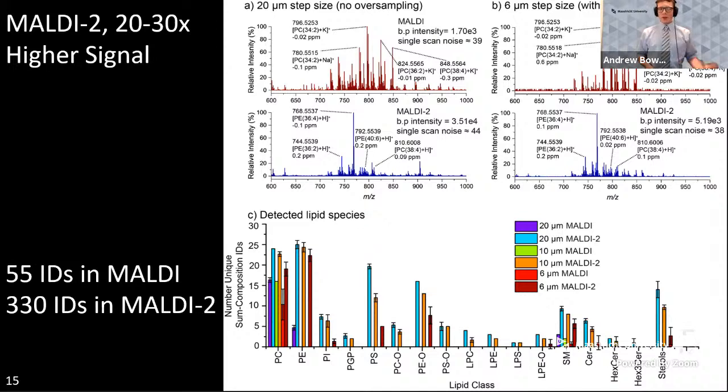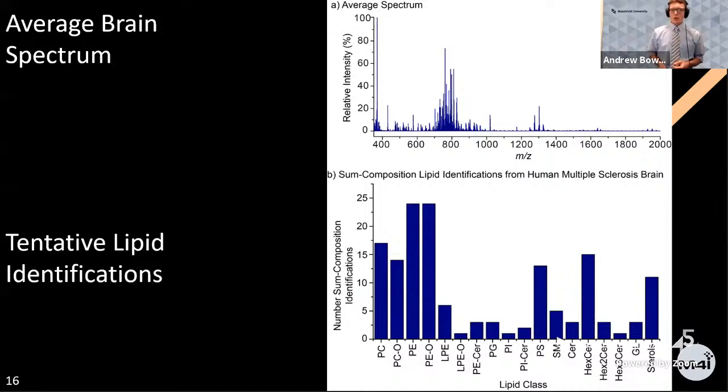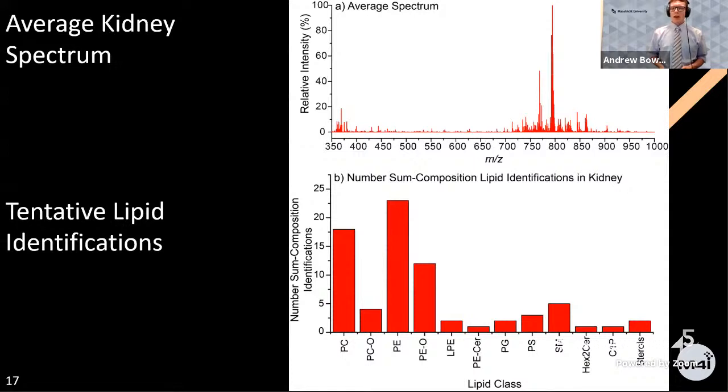So MALDI-2 gives you 20 to 30 times higher signal. 55 identifications are possible in normal MALDI, and 330 identifications in MALDI-2, including a number of lipid classes that you just do not see in normal MALDI. So for the average brain, you can see that we're able to identify a number of PCs, PEs, ceramides, occasionally phosphatidylglycerols, and a whole bunch of other things that are just not available in normal MALDI. And this is a technique that is applicable to multiple kinds of tissues, not just brain. You can run it on kidney as well.